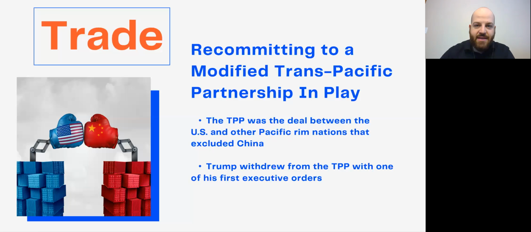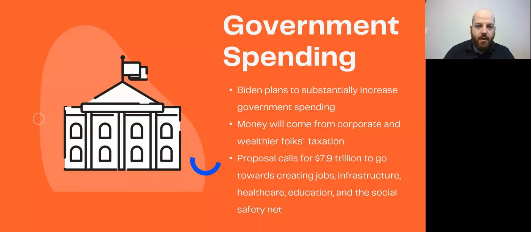Trump, as it says there, withdrew from the TPP with one of his first executive orders. If it was done by executive order, it could be undone by executive order. So that's one of the things we're watching for here.